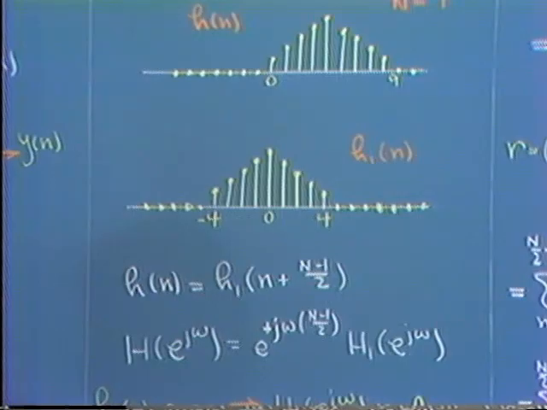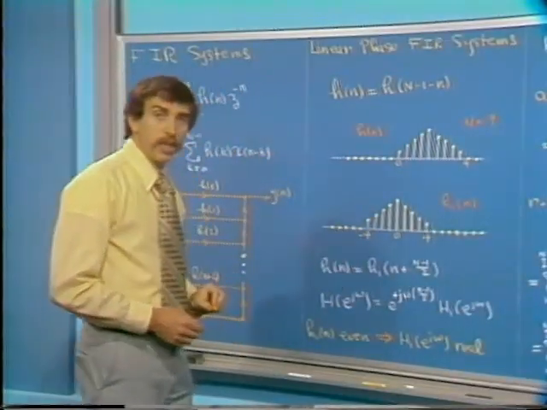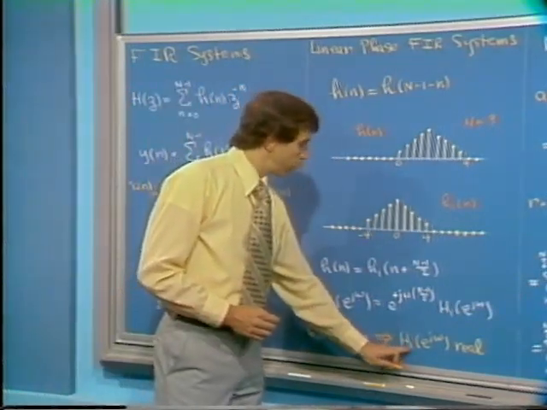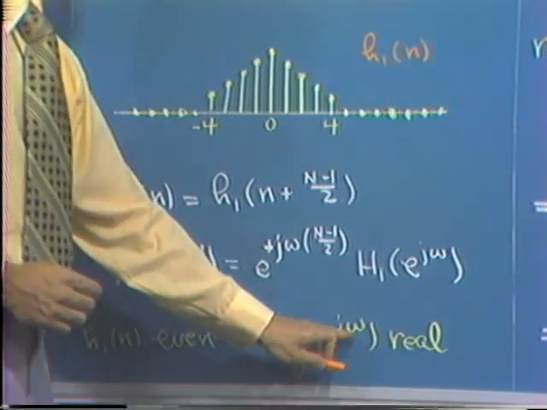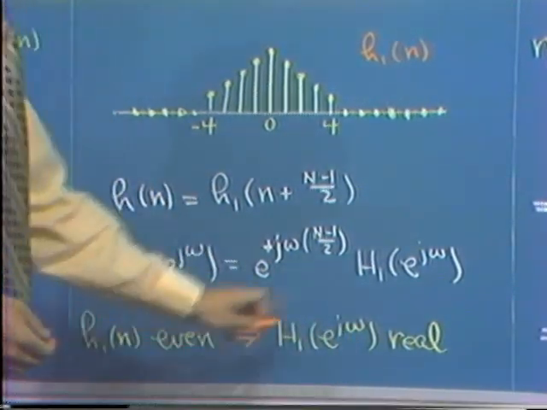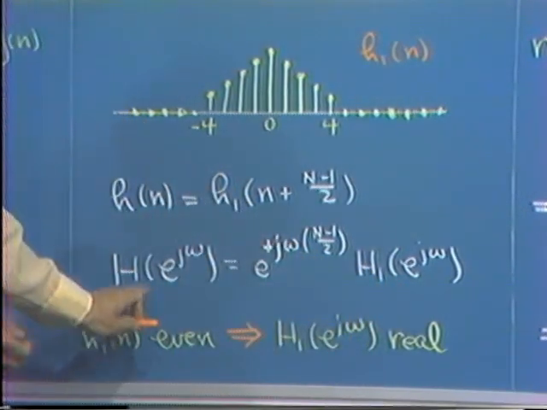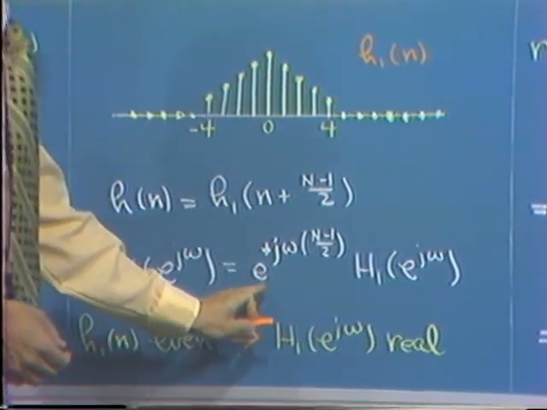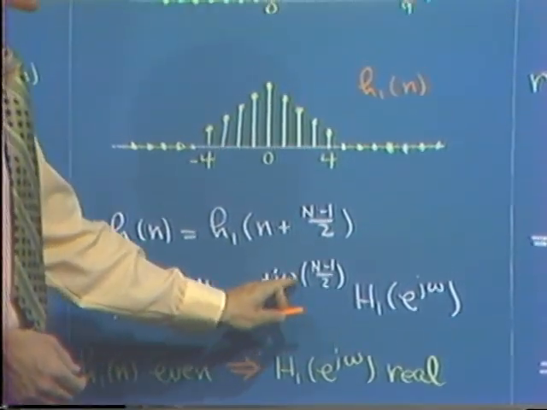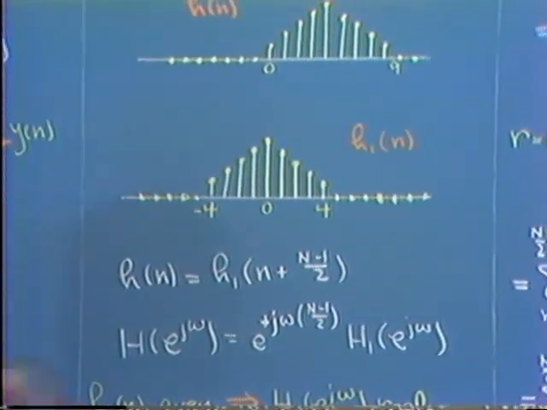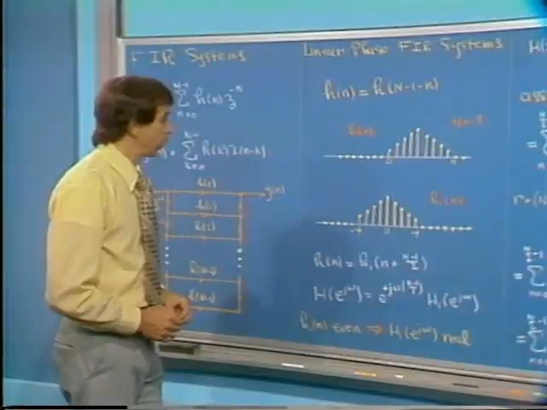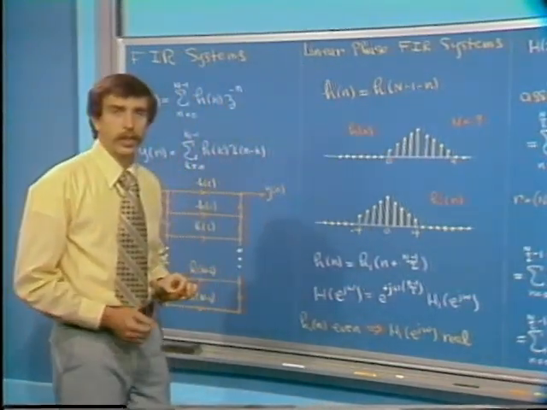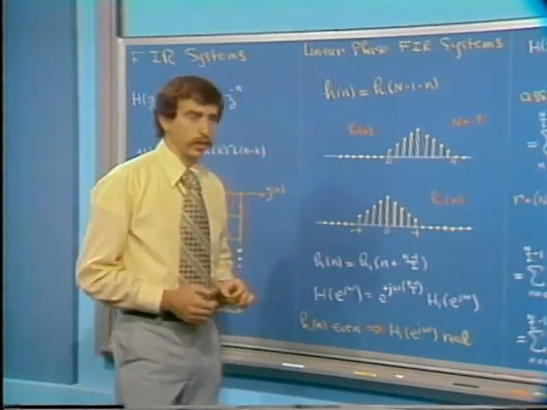Now, this unit sample response is even. That is, it's even about n equals 0. And consequently, its Fourier transform is a real function of omega. So this is real. And consequently, the phase associated with the causal system, h of n, is just simply this linear phase term, e to the j omega n minus 1 over 2. So this is an argument, again, that stresses the fact that if the unit sample response has this symmetry, then the phase of the system is linear.